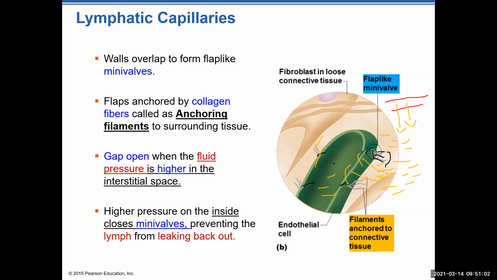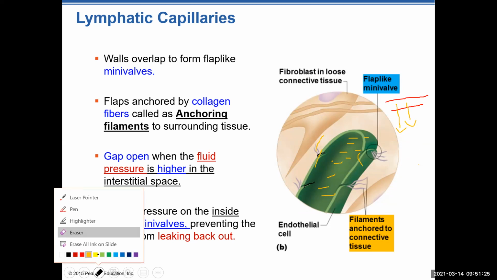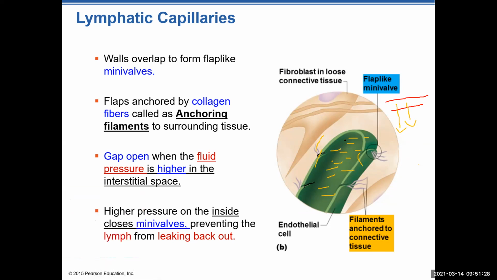Now, fluid is inside the lymphatic capillaries. Let me erase the outer one now. So the fluid which was present in the interstitial spaces has moved into the lymphatic capillaries. As it has moved inside, the amount of lymph within the lymphatic vessels is more. Because of that higher pressure, these valves will be closed.